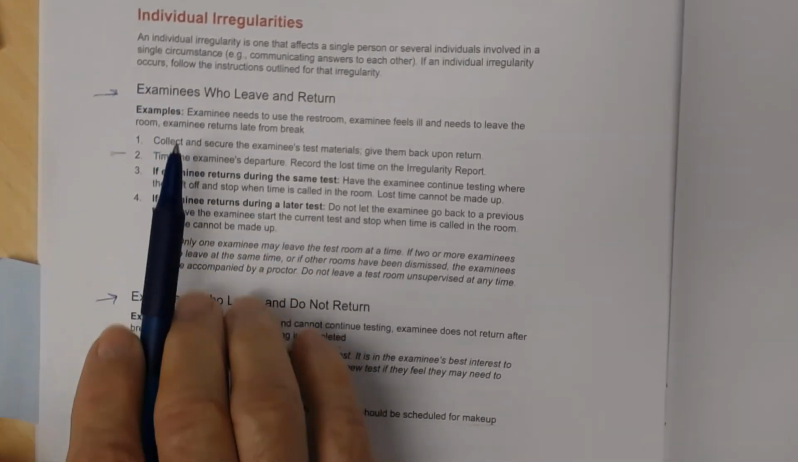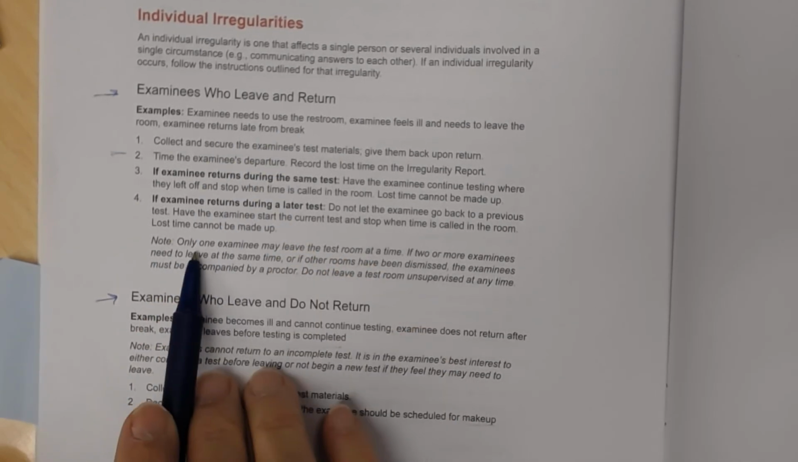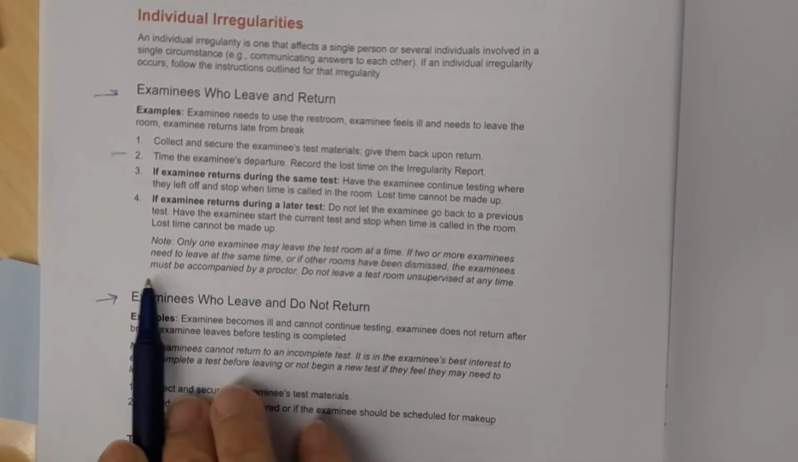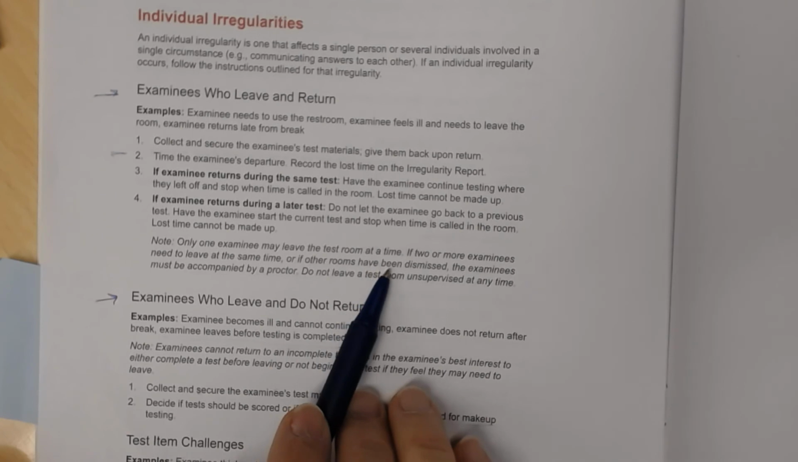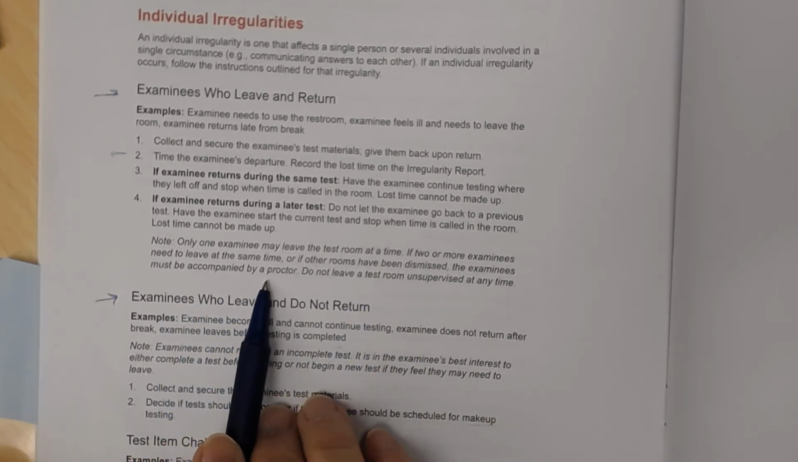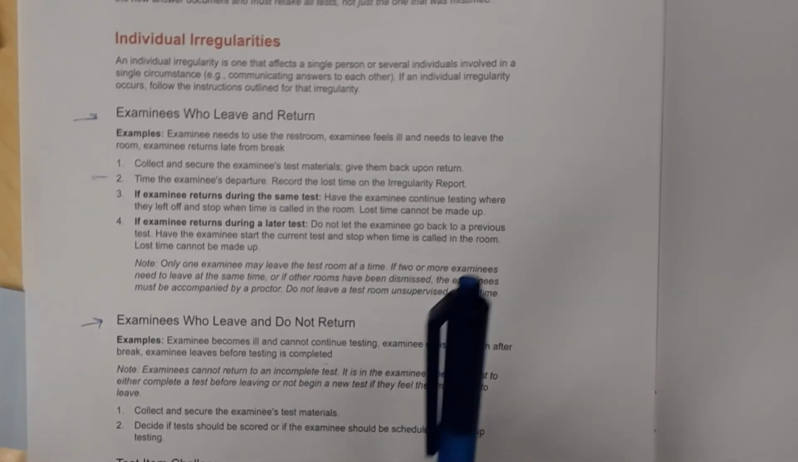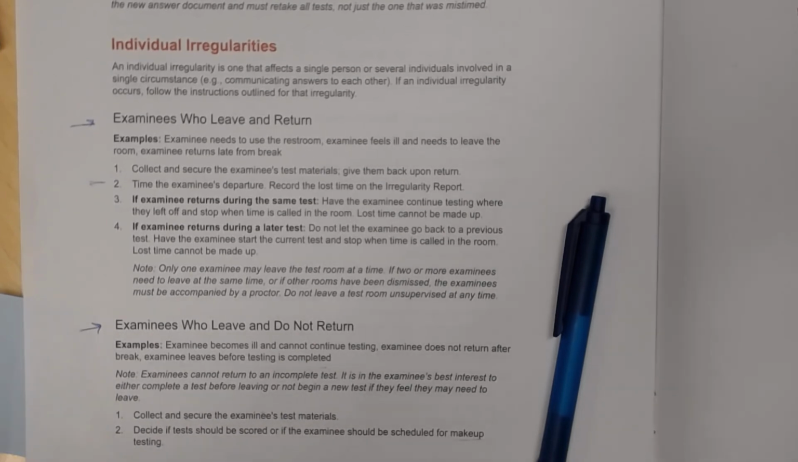these two individual irregularities. Again, just make sure that if the student leaves the room, only one examinee may leave the test room at a time. If two or more examinees need to leave the room at the same time, or if other rooms have been dismissed, the examinees must be accompanied by a proctor. Do not leave a test room unsupervised at any time. Okay, so if you have any questions on this, make sure you discuss that with your test coordinator.